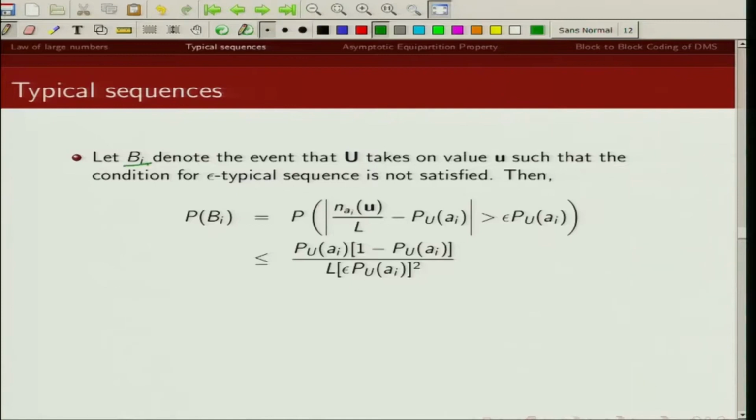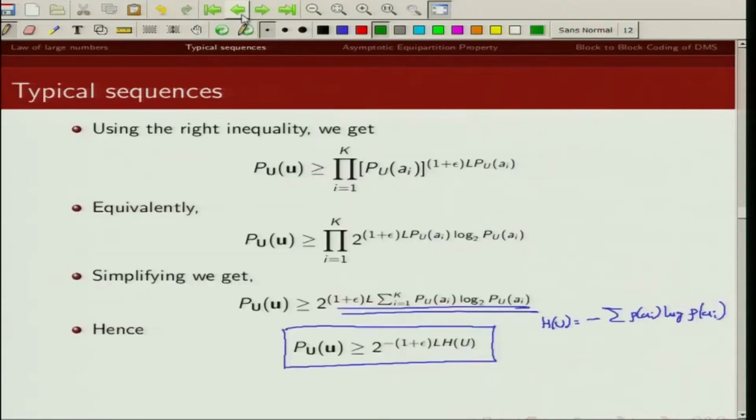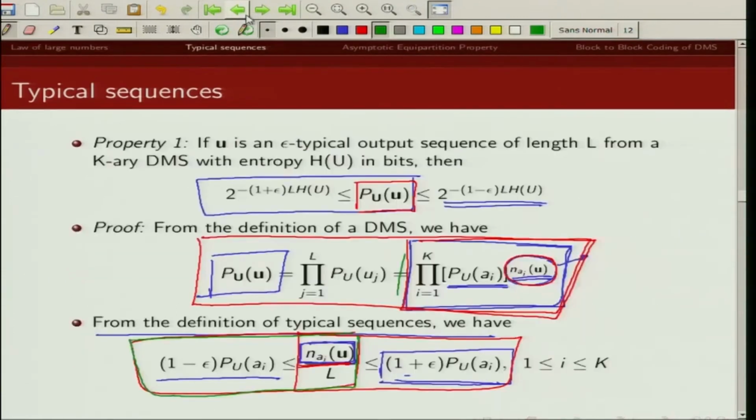So let Bi denote the event that u takes a value such that the condition for epsilon typical sequence is not satisfied. Now go back to the condition for epsilon typical sequence. This was the condition for epsilon typical sequence. This was the condition, right?